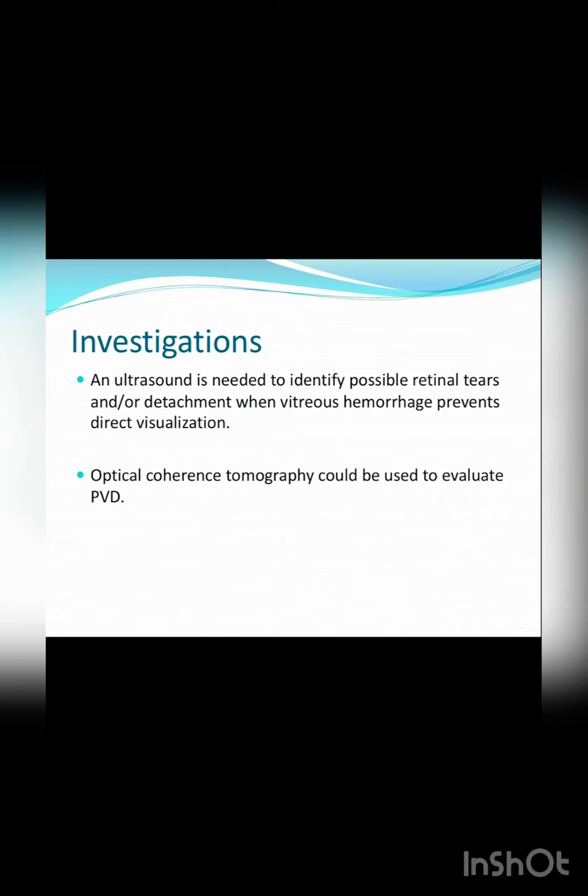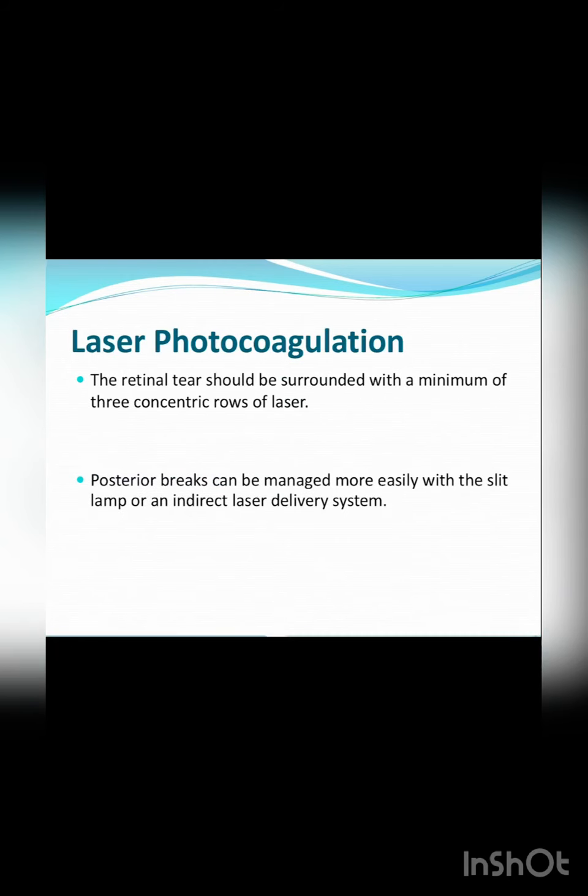After diagnosis with the proper tools of ophthalmology, now we come towards the investigation. For investigation, we have ultrasound. The patient should go for ultrasound so that we can see the possible retinal tears, and if there is any detachment or vitreous hemorrhage that prevents direct visualization. So we have to investigate. OCT, which is optical coherence tomography, could be used to evaluate PVD, posterior vitreous detachment.